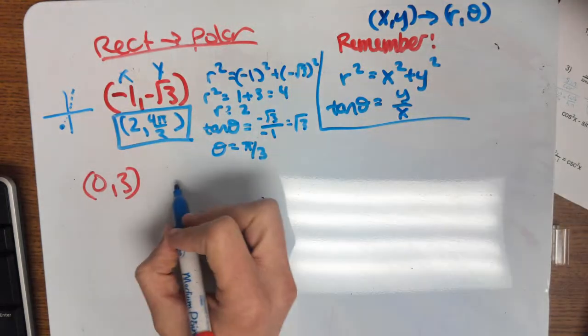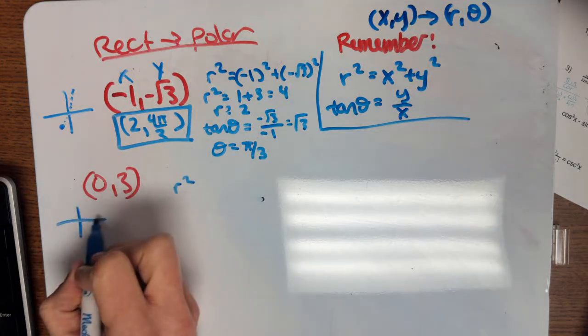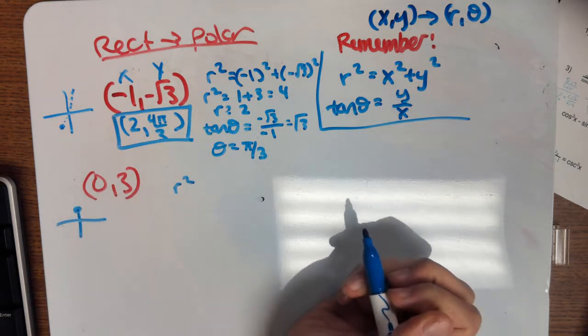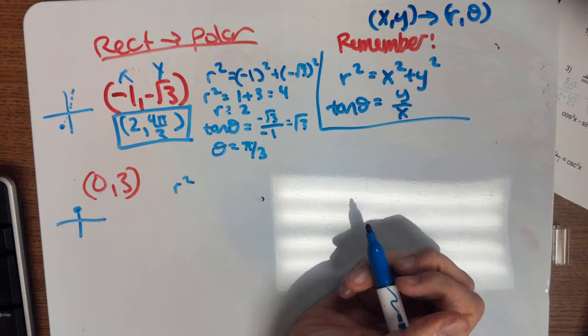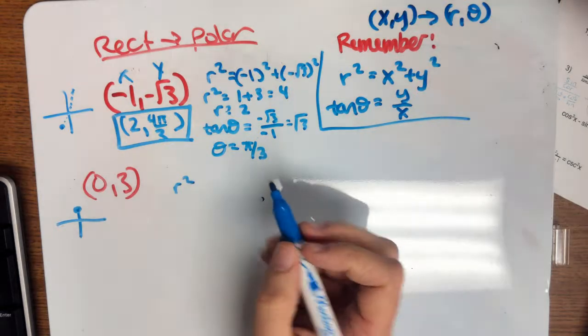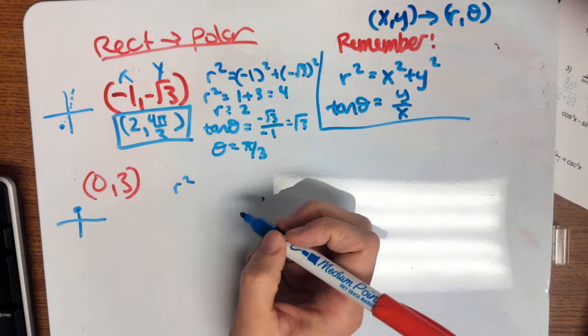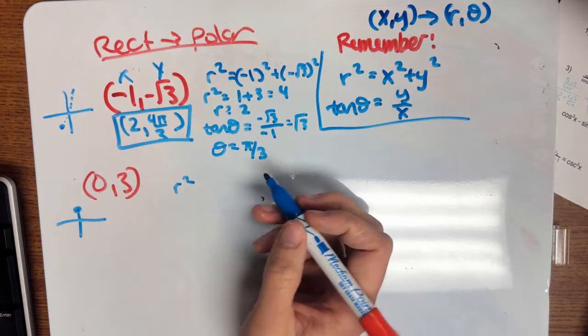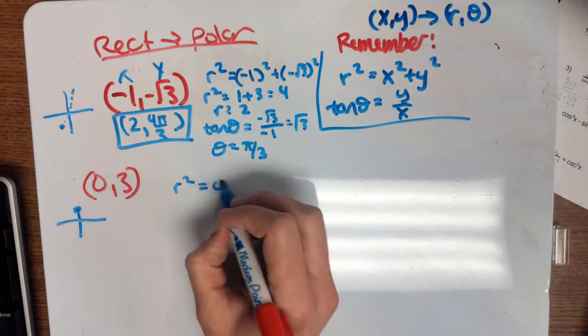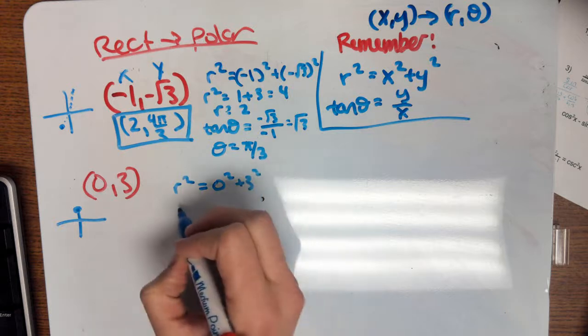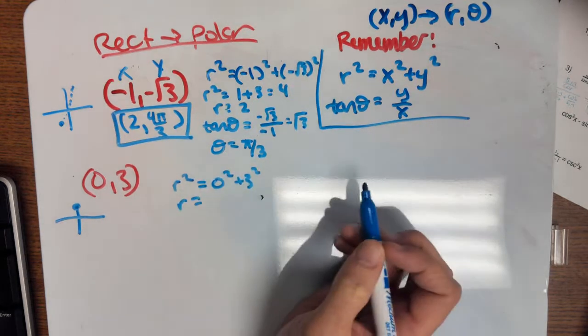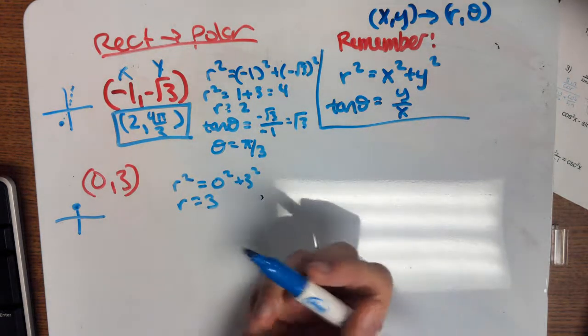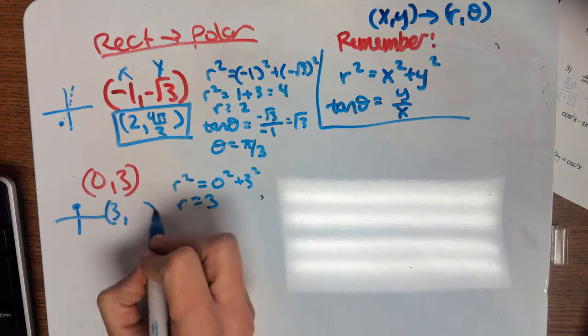We'll do the second one same way. Let's plot it first. So 0, 3 is going to fall right there. We probably could figure out the angle without even doing the math. We could probably also figure out the radius, or the r, without doing math, but we'll go through it. So it's 0 squared plus 3 squared. That means r squared is going to be 9, so r is 3.